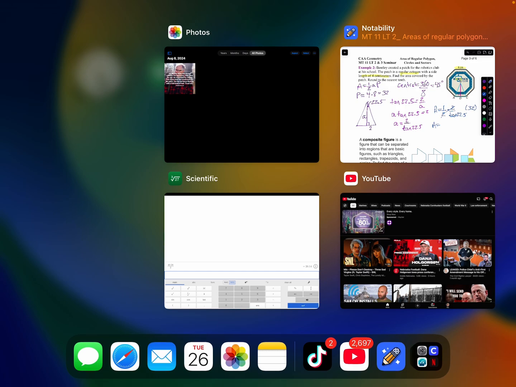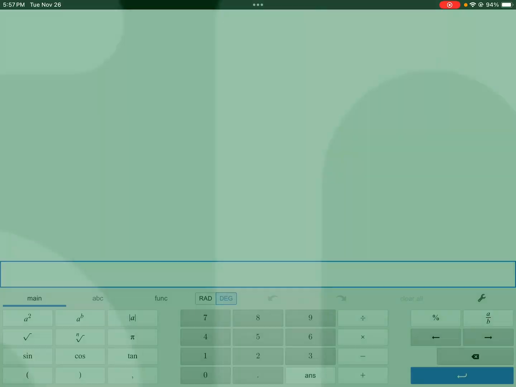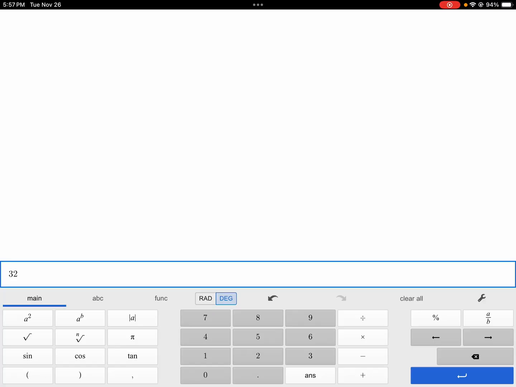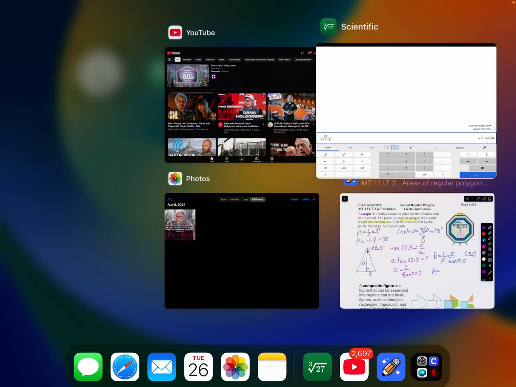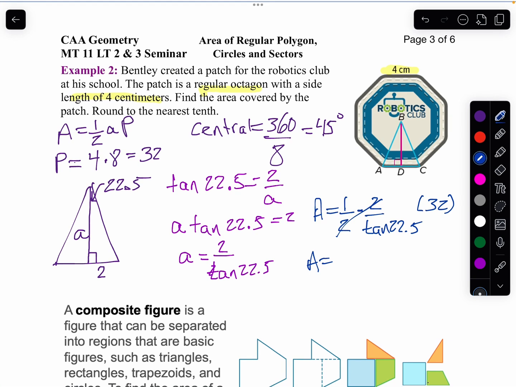So let's do that together. So I've got to restart decimals. So 32 divided by the tangent of 22.5. And my area is about 77.25. And round to the nearest tenth, so we're going to say that's 77.3 square centimeters.